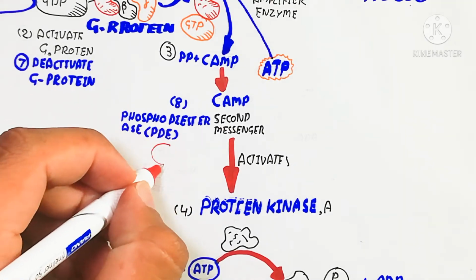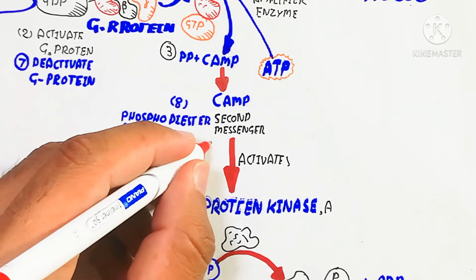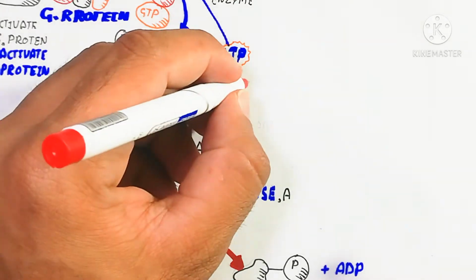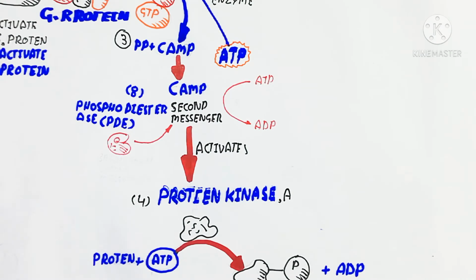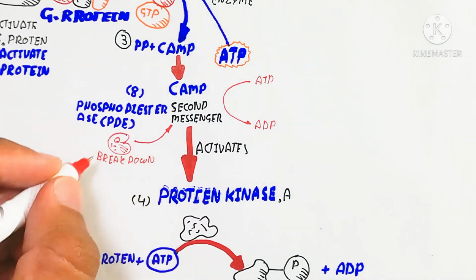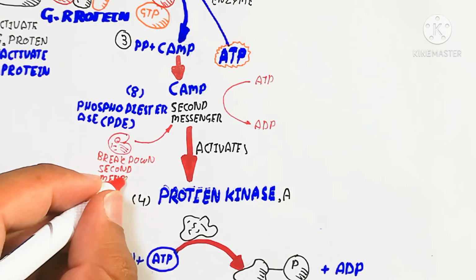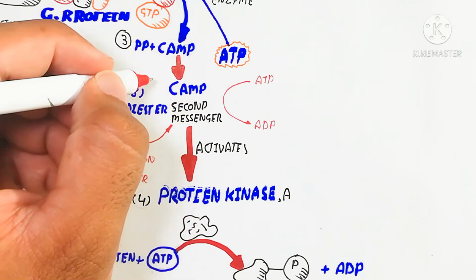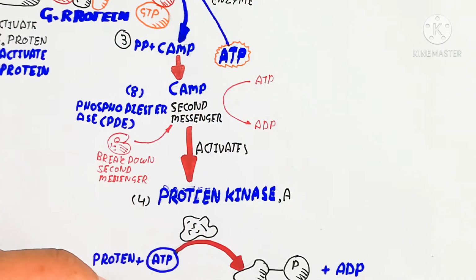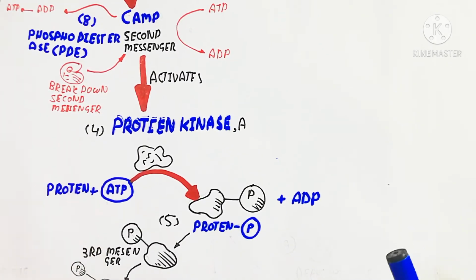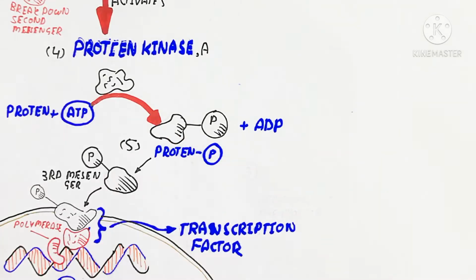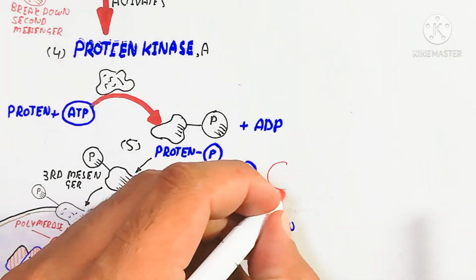So here it is important to know that the cyclic AMP will be reversed. Phosphodiesterase is the enzyme, the PDE, which is used for the breakdown of the second messenger. The second messenger is broken down to make ADP, and that ADP is ultimately converted into ATP in the mitochondria. For example, ADP will go into the mitochondria for further production of ATP.